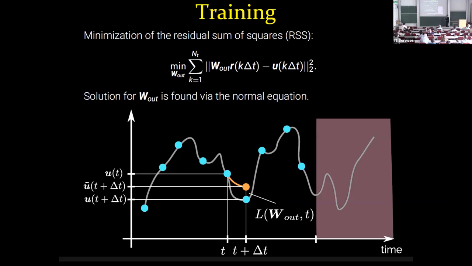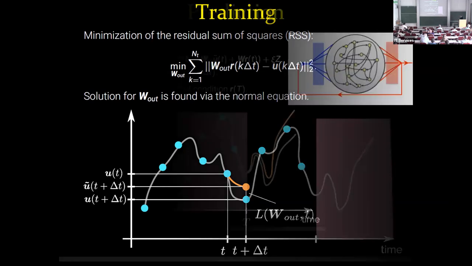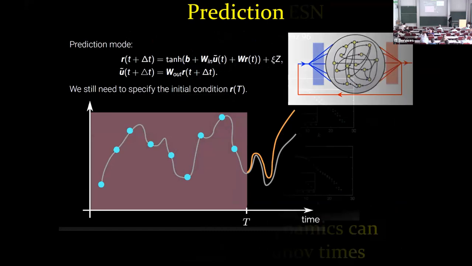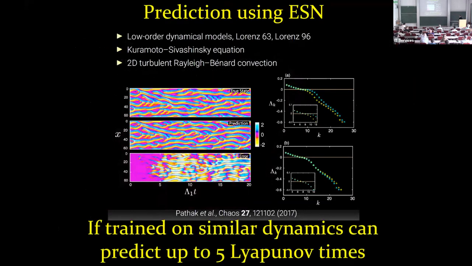And we do this by changing these outputs, these weights outputs, via what's called the normal equation. I'm not going to go into detail. And then once we've trained the reservoir, we say something like, okay, how well can that reservoir predict what's going on? And so this has been done for a while for these types of networks, they're called echo state networks, these reservoir computers.